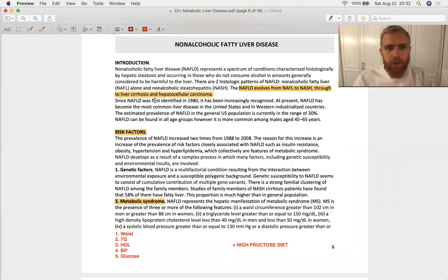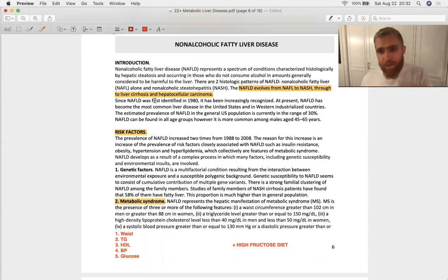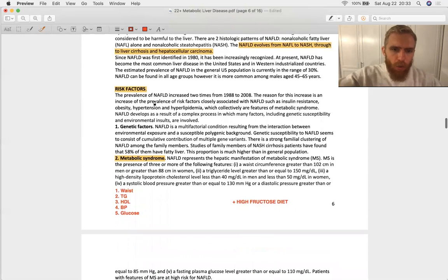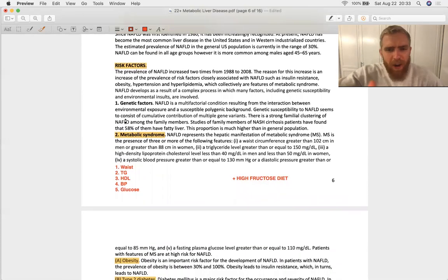Non-alcoholic fatty liver disease. First thing that we said, this looks exactly the same as alcoholic fatty liver disease. Same progression, same steps, same result, same start, same finish. Only difference is there's no alcohol involved. So what is involved? What's the risk factor? How do you get this?